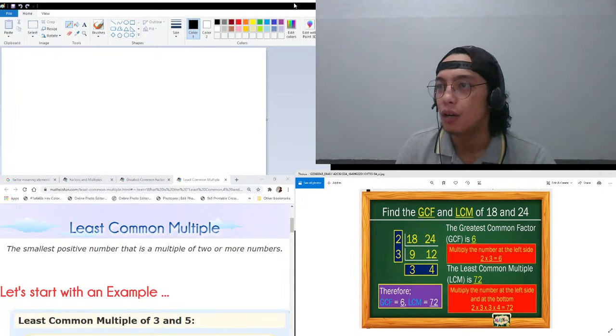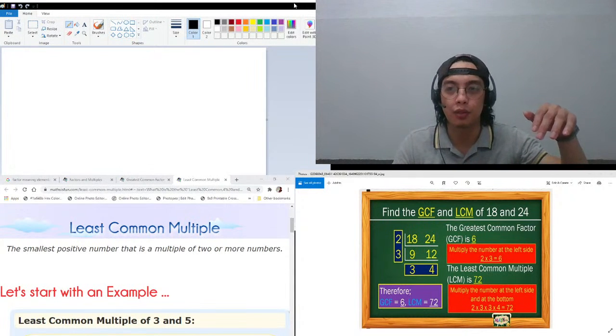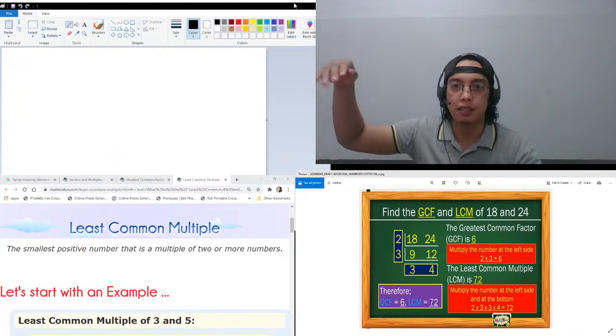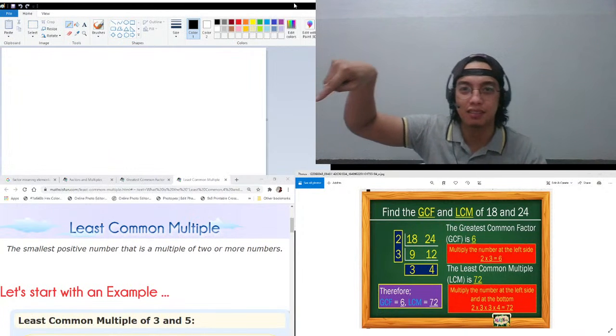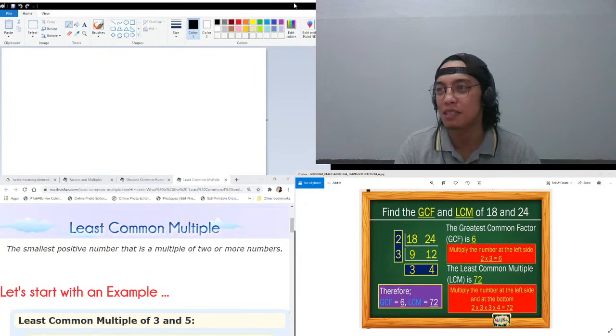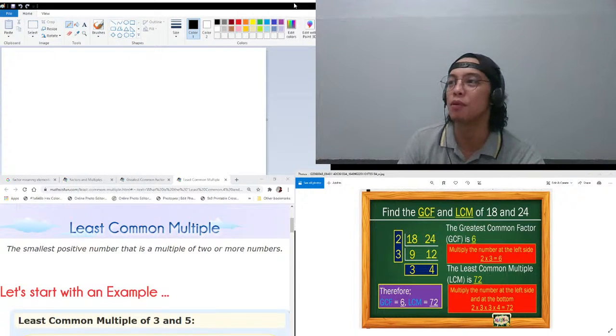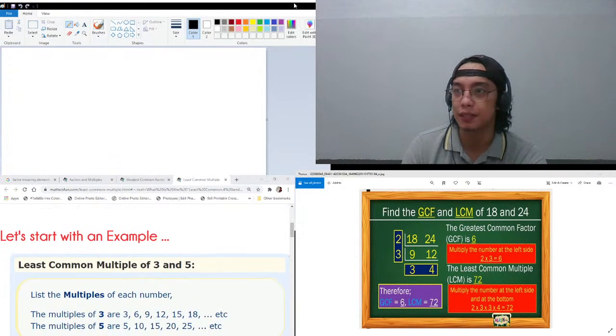Okay. Now, you can please look at the lower side, that one, that side. This least common multiple is the smallest positive number that is a multiple of two or more numbers. Okay, multiple of two or more numbers. Dito siya factor sa multiple na sad ni siya. Let's have an example first.